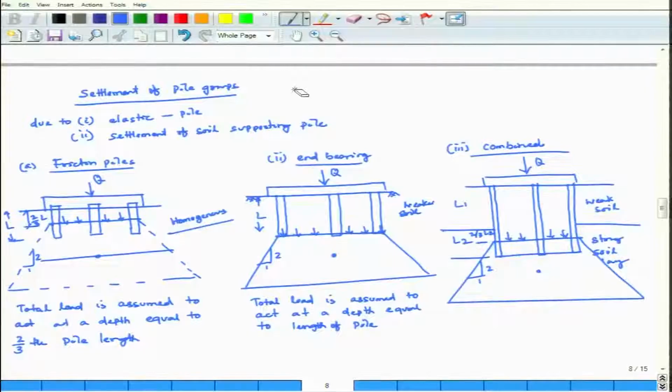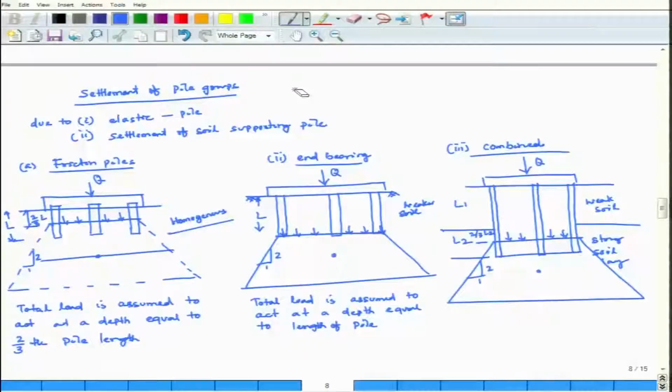Last class I covered settlement of pile group. The settlement of a pile group we can divide into two parts: elastic settlement because of the pile material, then settlement of the soil supporting the pile. There are three cases. One is friction pile, second is end bearing pile, third one is combined pile, that means both friction and end.